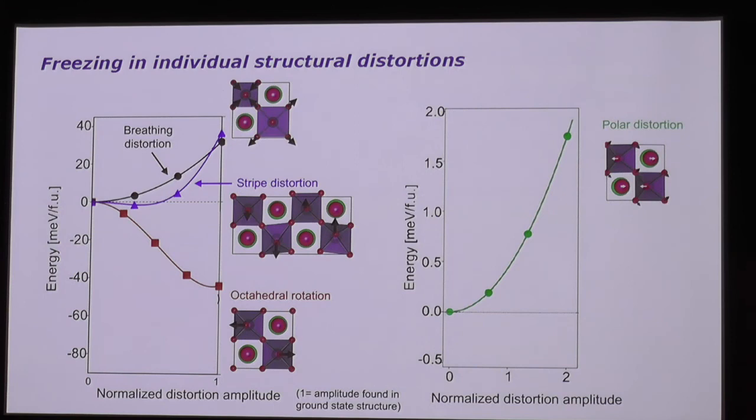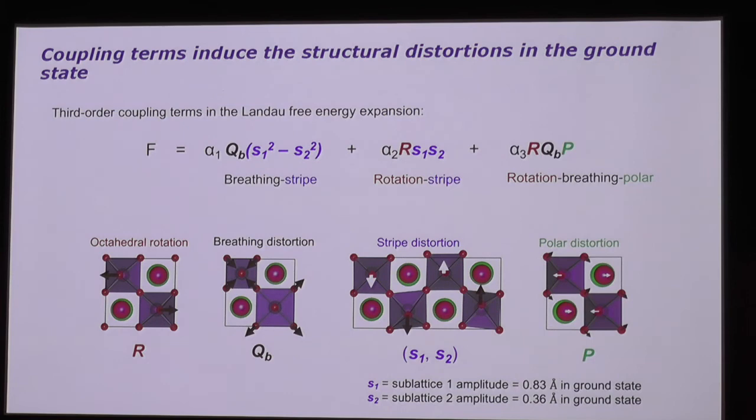So what's going on? We can understand this by looking at coupling terms in the free energy between these structural distortions. Here I'm showing some third-order coupling terms in the Landau expansion of the free energy. First, there is a coupling between the breathing distortion and this stripe distortion. In the stripe distortion, you can have different amplitudes of displacements on two different sublattices, indicated by these black and white arrows. That's the meaning of S1 and S2. There's also a coupling between the octahedral rotation and the stripe distortion. And finally, there's a trilinear coupling between the rotation, the breathing mode, and the polar mode.